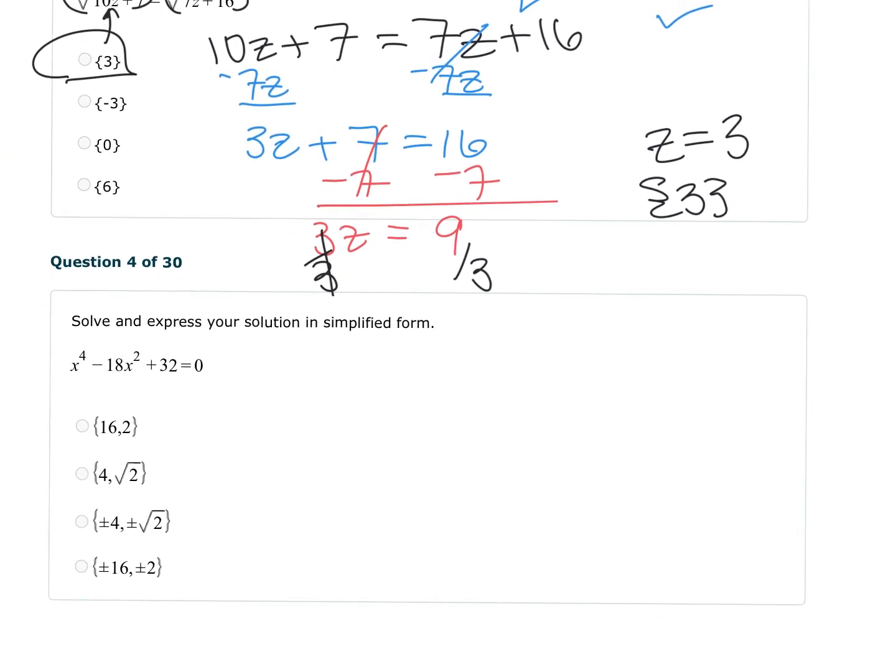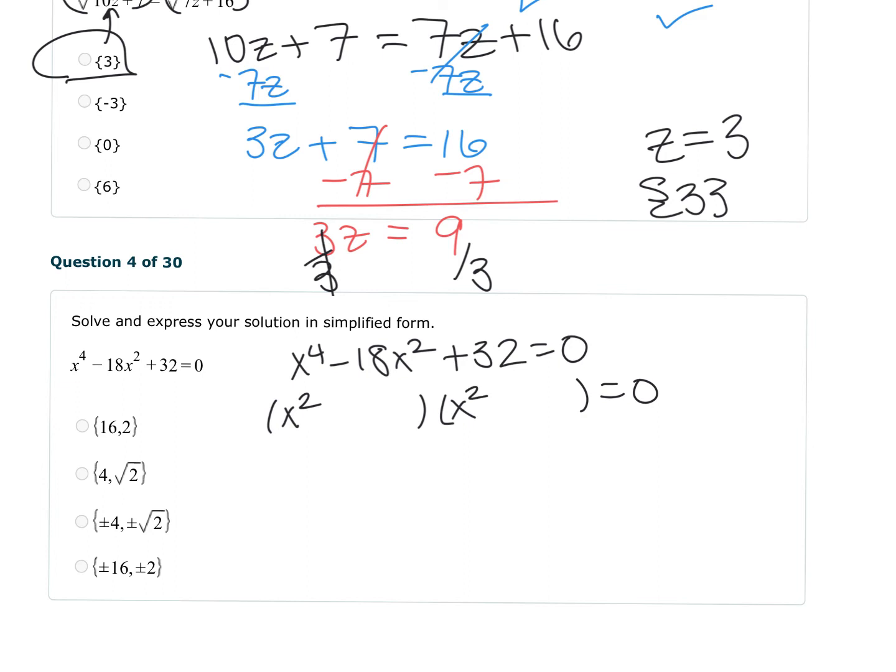Okay, so for number 4, we're solving a higher level polynomial, and I see that we have the fourth power. And so what I want to do is factor this. But I'm going to keep in mind that when I'm factoring, because this is x to the fourth, I'm going to have x squared and x squared. And then I want to figure out two numbers that add to get negative 18 that multiply to get 32.